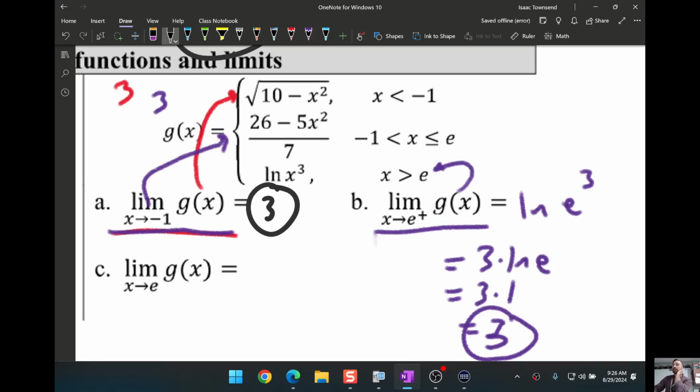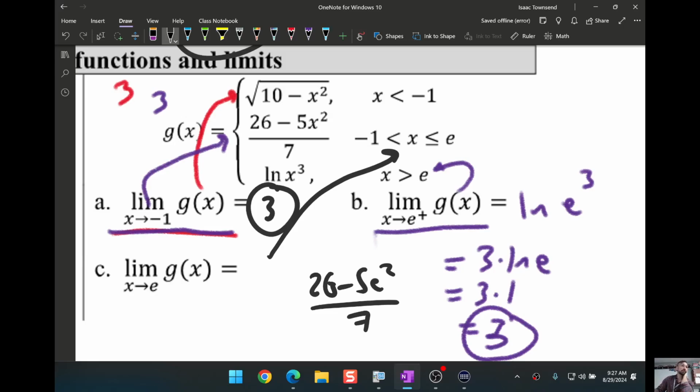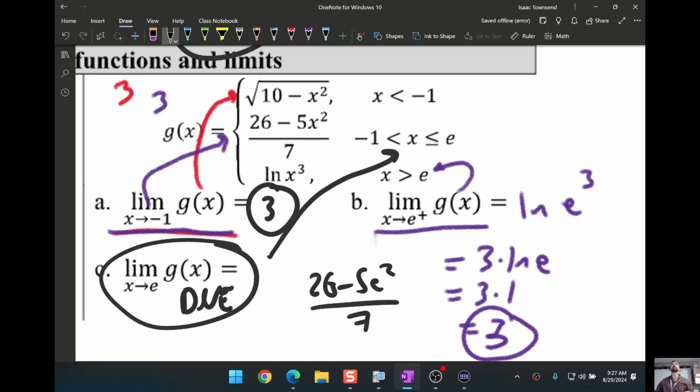Okay, and then finally, the limit as x approaches e of g of x. So I already know the right limit from part B, and then the left limit would need to be plugged into this guy. His limit is 26 minus 5e squared over 7. Is this stuff the same thing as 3? No. Definitely not. So this limit doesn't exist. All I cared about was whether they were the same.